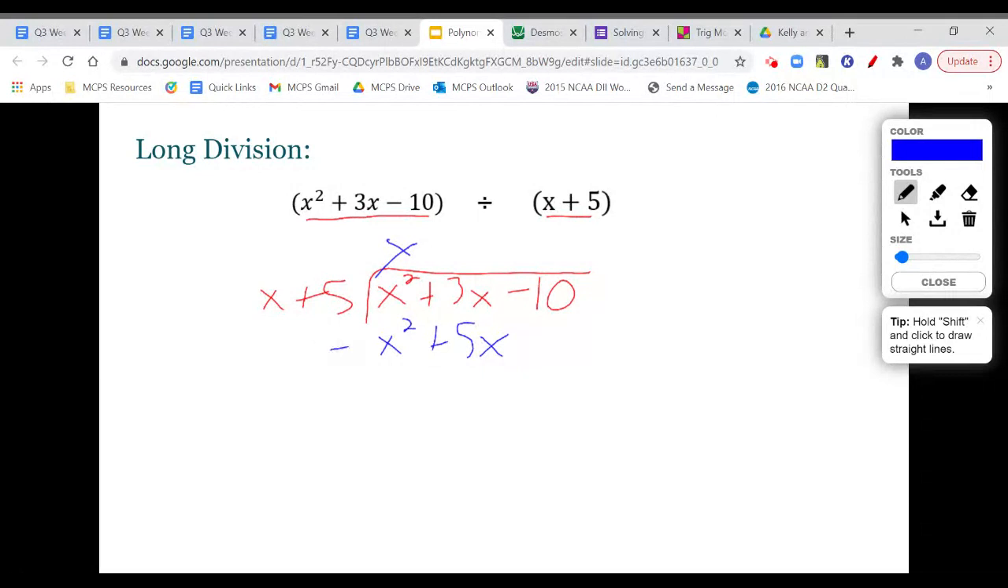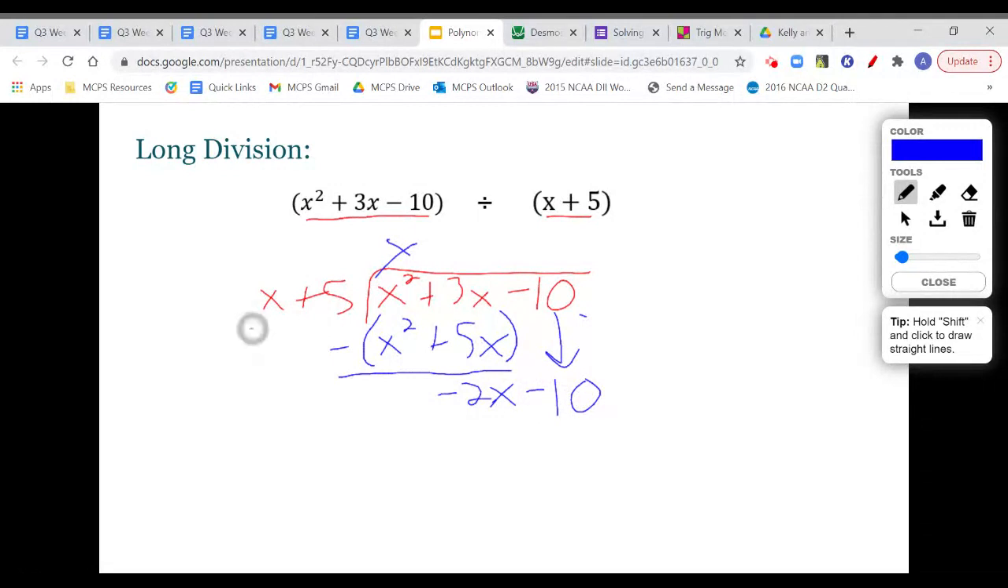And then I go ahead and subtract. I'm going to put this in parentheses to subtract both terms. So x squared minus x squared is 0. 3x minus 5x gives me negative 2x. And then I go ahead and bring down the negative 10. And then I start this pattern again. I'm looking to factor, multiply, subtract.